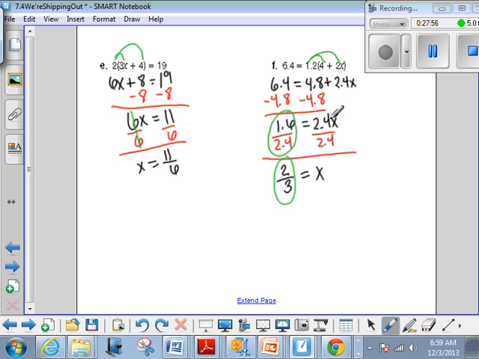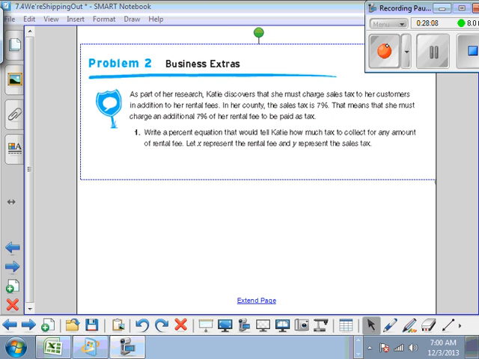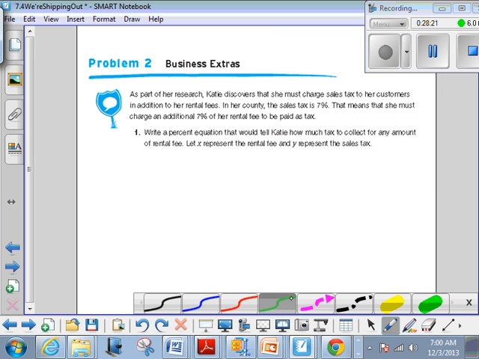Okay, so looking at problem 2. As part of her research, Katie discovers that she must charge sales tax to her customers in addition to her rental fees. In her county, the sales tax is 7%. That means that she must charge an additional 7% of her rental fee to be paid as tax. So write a percent equation that would tell Katie how much tax to collect for any amount of rental fee. Let x represent the rental fee.